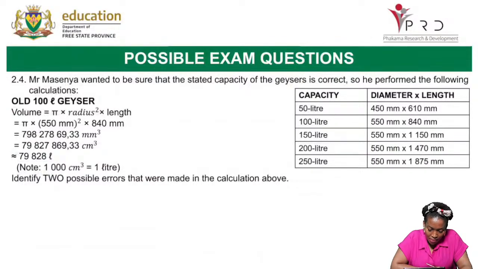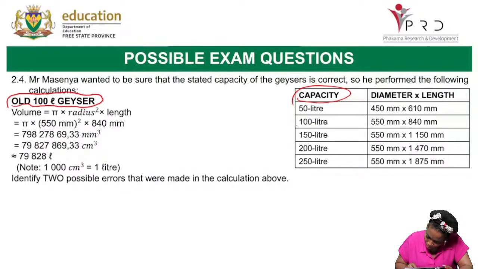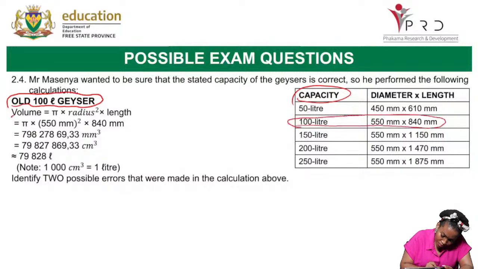2.4. Mr. Masenya wanted to be sure that the stated capacity, this is the capacity of the geysers, is correct. So he performed the following calculations. This is for the old geyser, the 100 liters. Where is the 100 liters? Here. So you are looking at this column here. So the volume is pi multiplied by radius squared multiplied by length. That is the formula. We are happy with the formula.